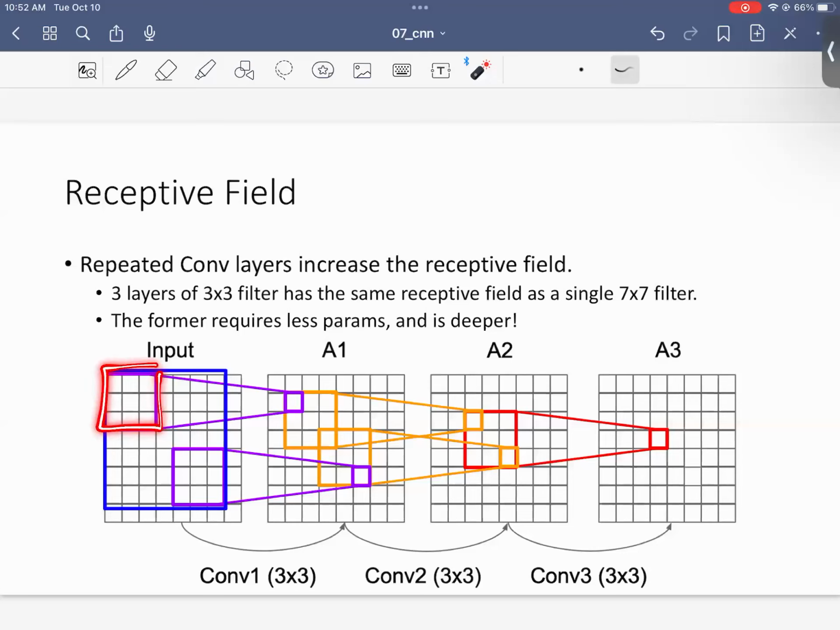Versus employing a 3 by 3 filter here, 3 by 3 filter here, 3 by 3 filter here. So 3 consecutive filters where each filter has a 3 by 3 receptive field will lead to, on the final layer, having the same 7 by 7 receptive field. It's like the same thing. Having a single layer of 7 by 7 filter will have the same receptive field as having 3 layers of 3 by 3 filters. And the good thing about having this instead of this is that it requires fewer parameters.